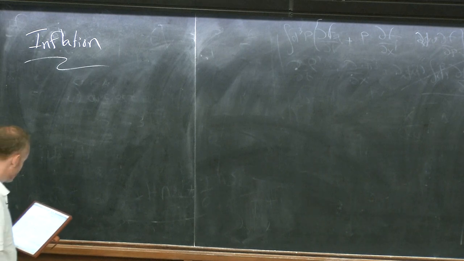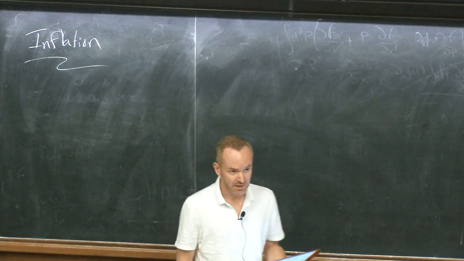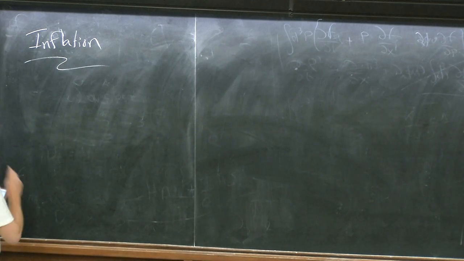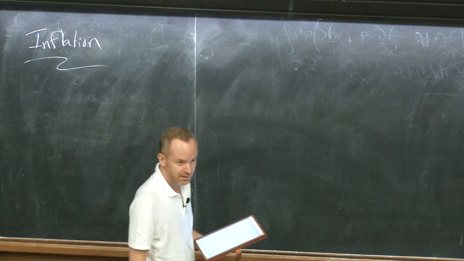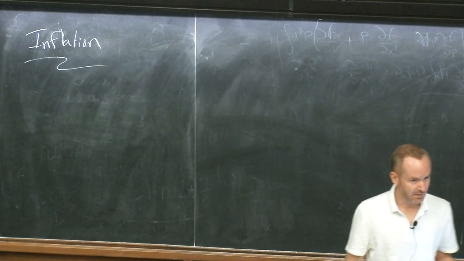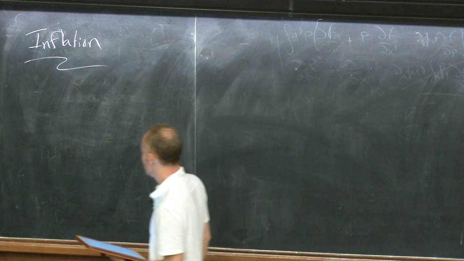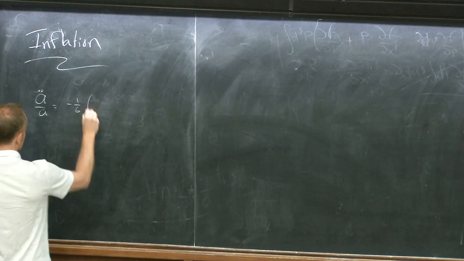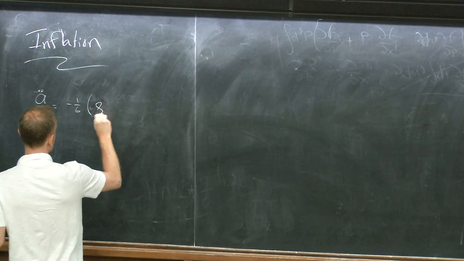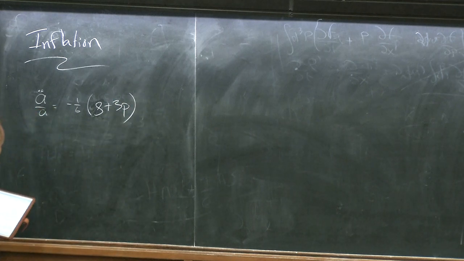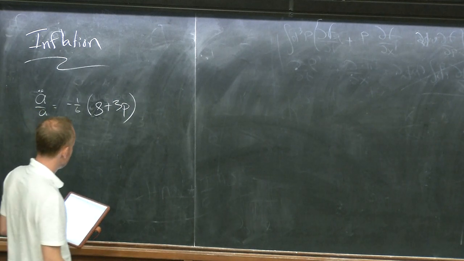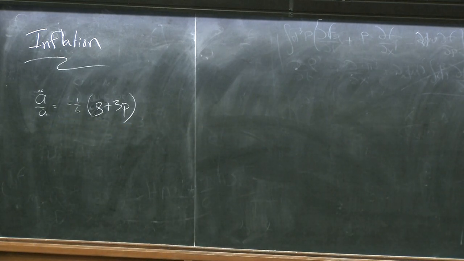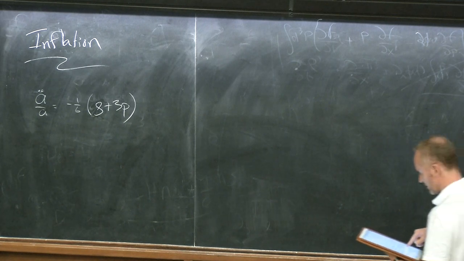So first of all, what is inflation? Well, we talked about this morning how when w, the equation of state, is less than minus a third, then the expansion of the universe accelerates. So one of Einstein's equations says that if rho plus 3p is less than zero, then a double dot is positive, and the expansion of the universe will accelerate. There's a constant there.